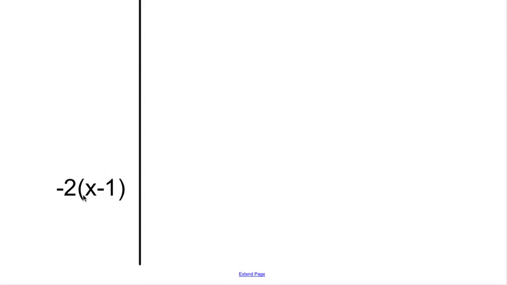Again, it's just the same thing over and over again. Just watch these negative signs. In this case, I'm distributing a negative 2, and I'm giving it to the x. Negative 2 times x is negative 2x. Negative 2 times negative 1.